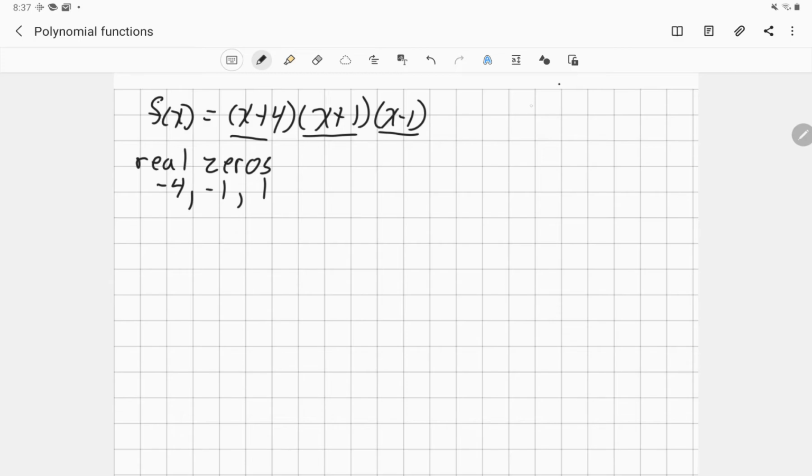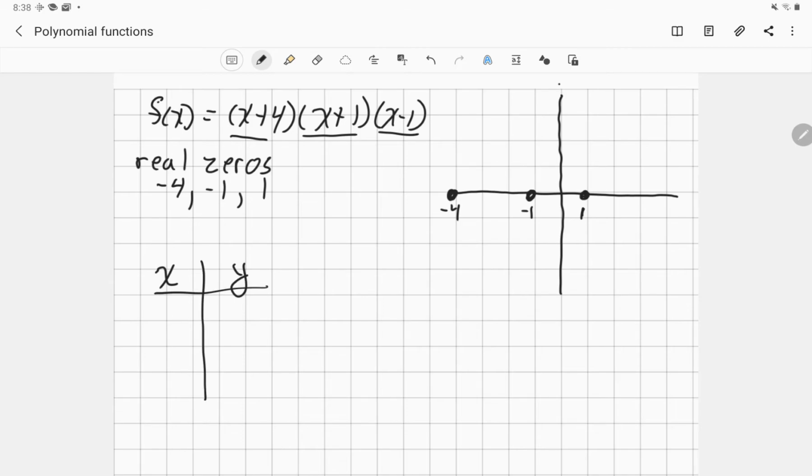So if I'm going to graph this here and here, I know I have real zeros at -4. So 1, 2, 3, 4. I know I have real zeros at -1. And I know I have real zeros at 1. So -4, -1, and 1. So now I need to come up with a table of values. So x and y. Now when I'm choosing what I'm going to do, I know I'm going to pick a number before -4. So say -5.